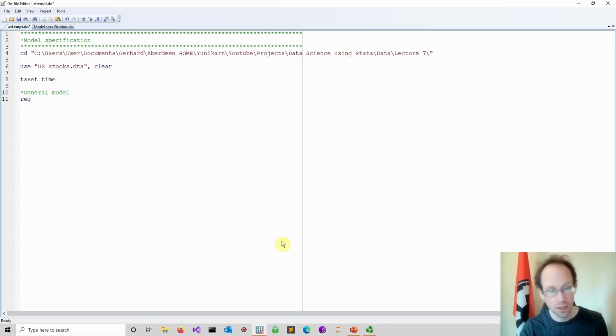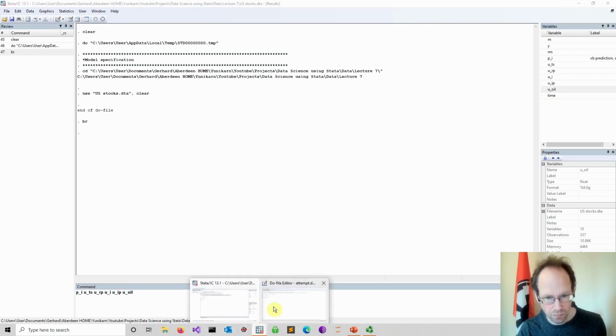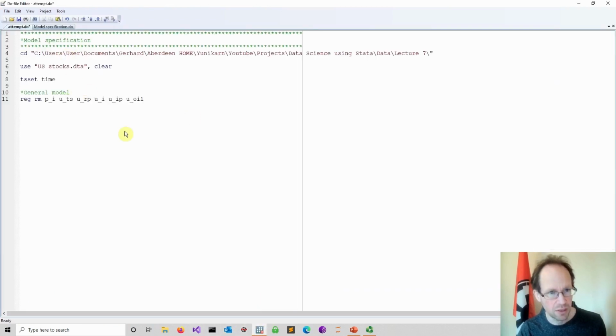So what do we do here? We do a general to specific approach. RM is for the market return, and then I just click in all these different variables. So I throw this all together and put it into a regression model. We just estimate that and see what happens.